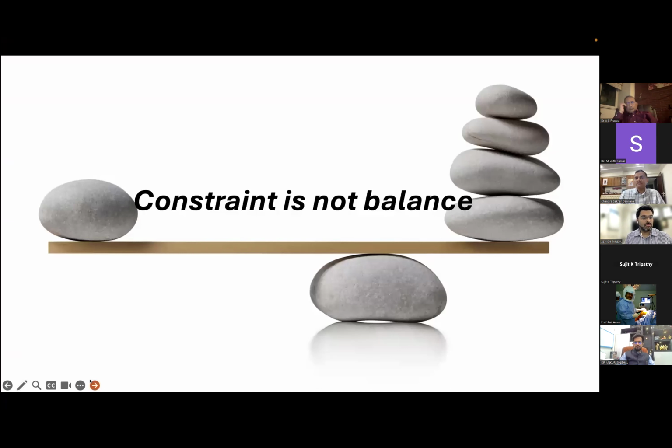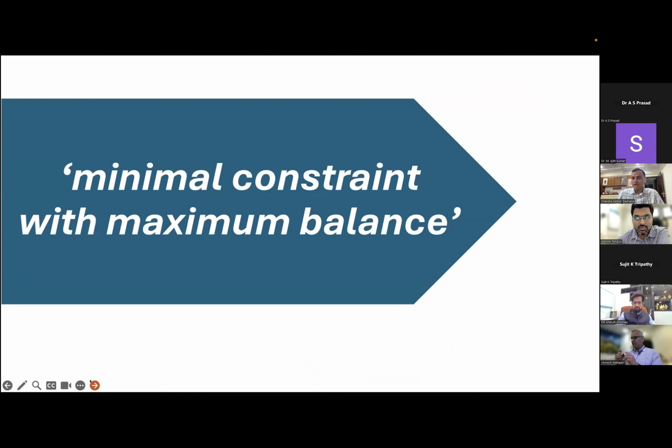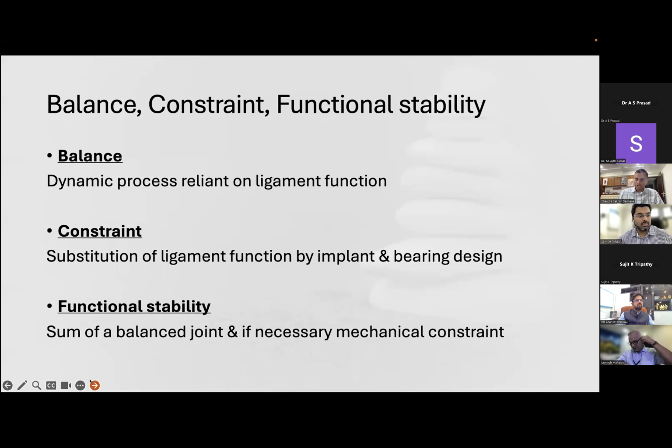What we have to understand is constraint and balance are 2 fundamental concepts, but they are quite distinct from each other. Constraint is not the same as balance, like a lot of people get confused between them. And the basic tenet of any revision arthroplasty is to get away with the least possible constraint and achieve the best possible or the maximum balance. So this is actually a trade-off. Constraint is a trade-off between a stable fixation for the implant, the longevity of the revision prosthesis, and what amount of balance you're going to achieve.